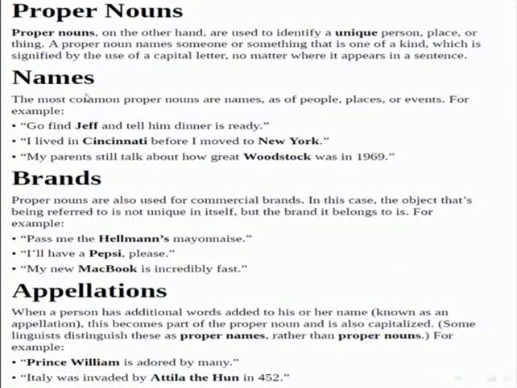Right. So proper nouns for names. Names of people, places, sometimes of people, or events. The most common proper nouns are names. For example, go find Jeff and tell him dinner is ready. Another example, I lived in Cincinnati before I moved to New York.